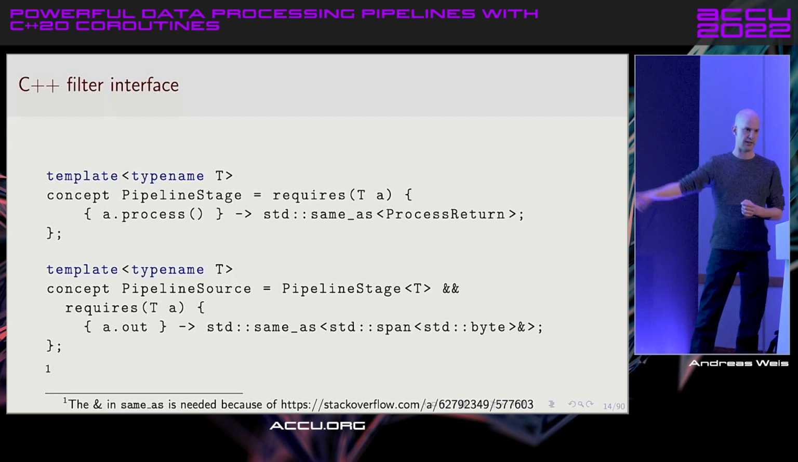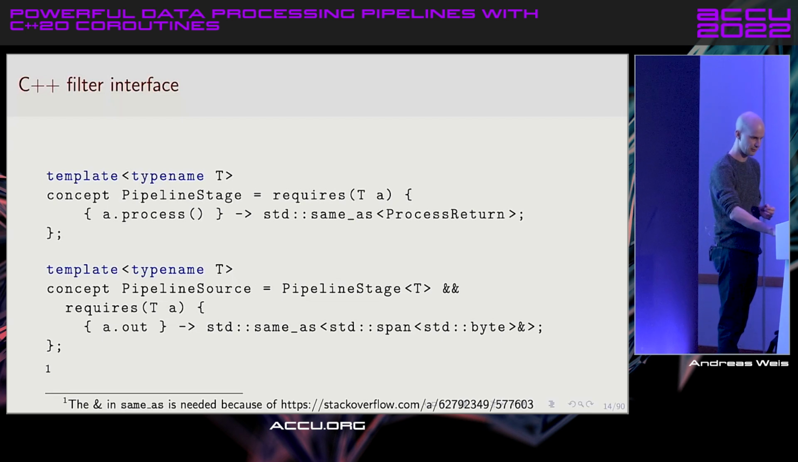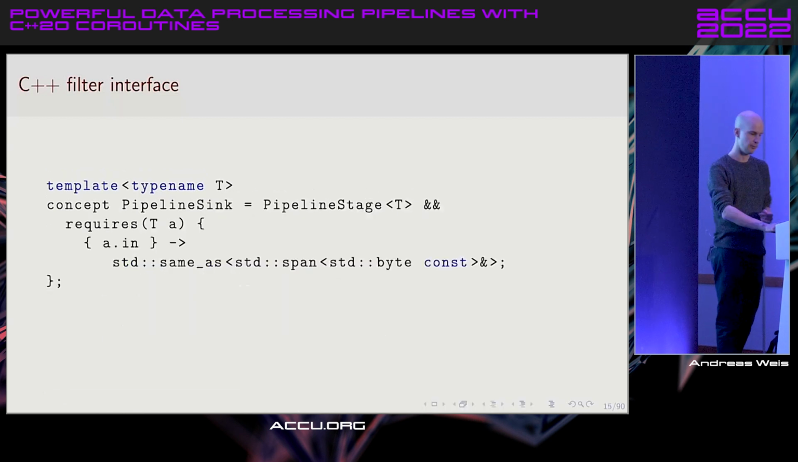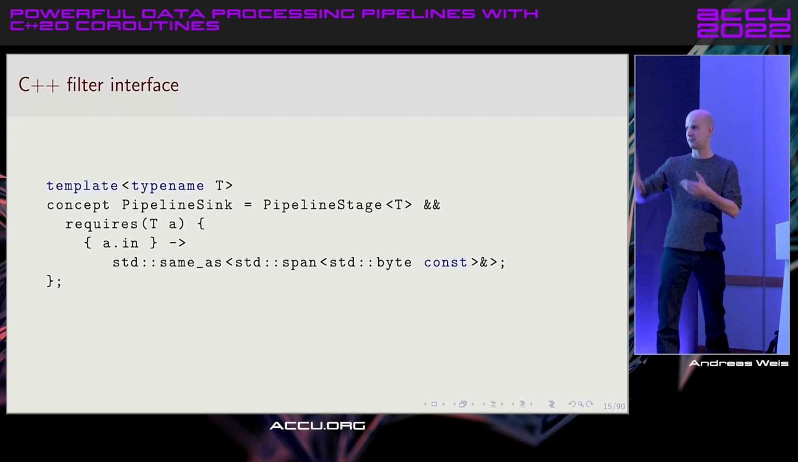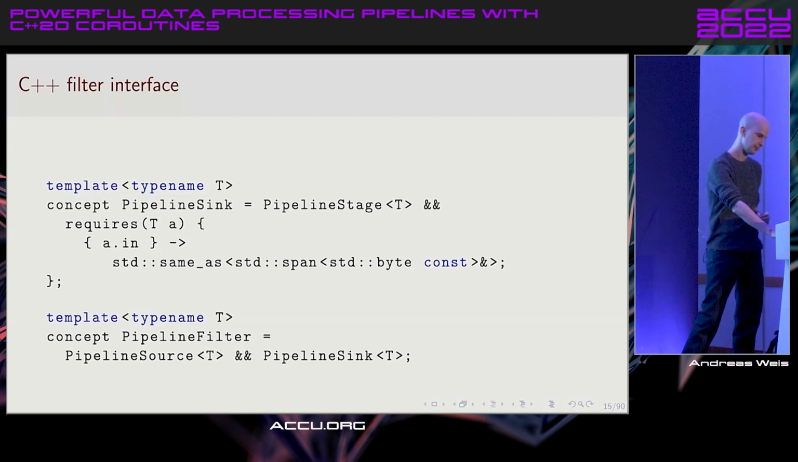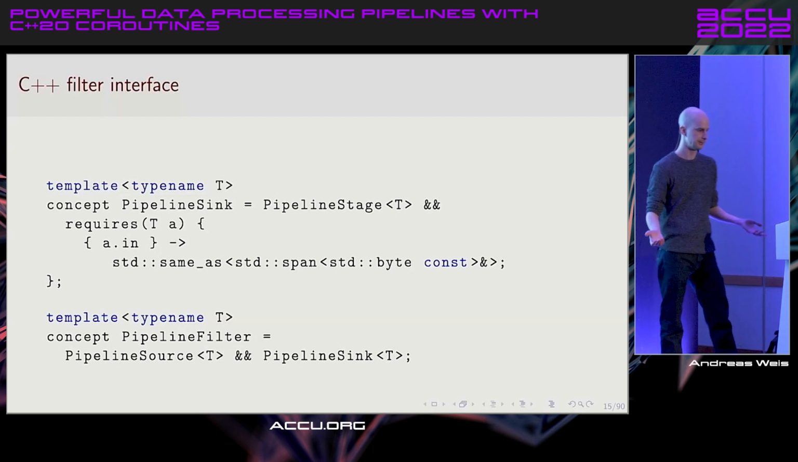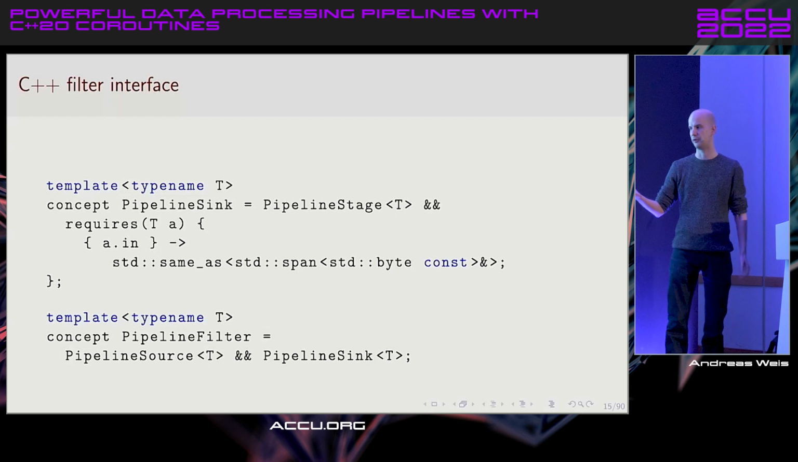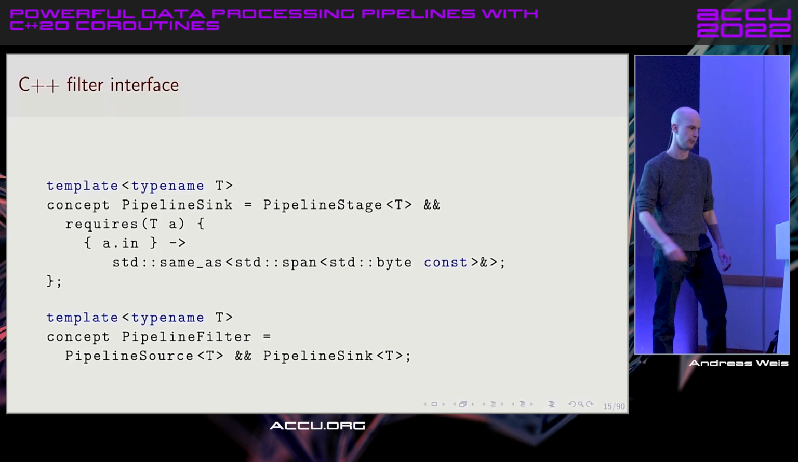If you want to know why I added a link here, it's quite technical and rather boring, but we C++ people sometimes like these details. So, a sink, the equivalent, is a pipeline stage with an input buffer, and then a filter is simply the combination of both, something that has both an input and an output.